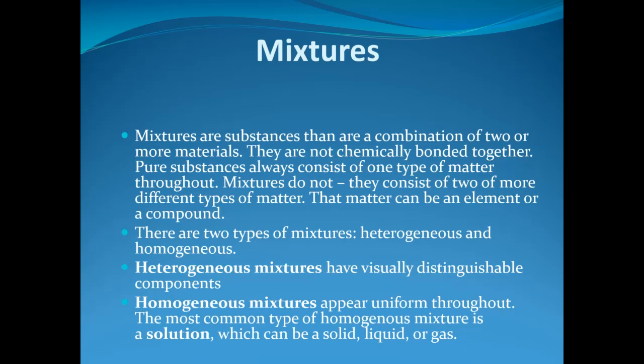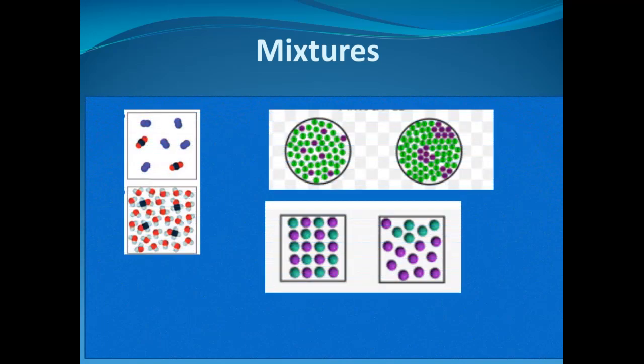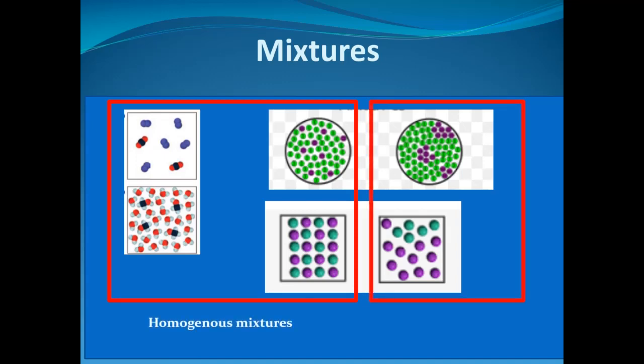Okay, so if we look at those pictures, those are mixtures. If we look at the first two pictures, the one is of gases, the other is of methanol and water, and the other two diagrams on the other side show that the components are spread uniformly throughout, so those are homogeneous mixtures, whereas the two at the end, you can see clumps of the different components, and that is an example of a heterogeneous mixture.